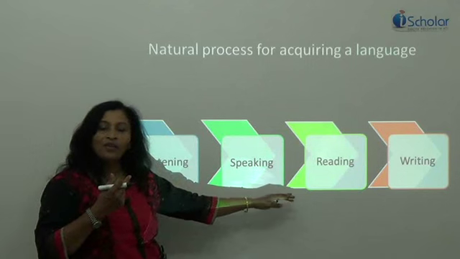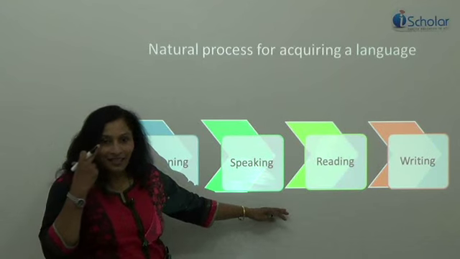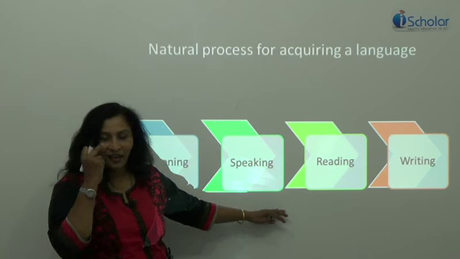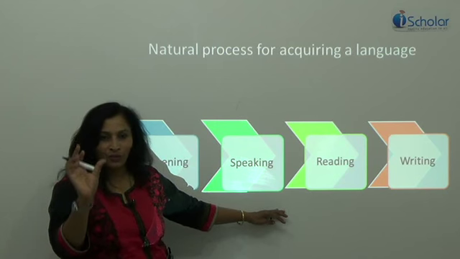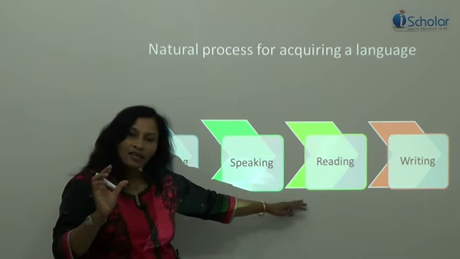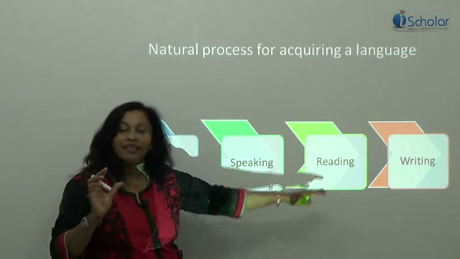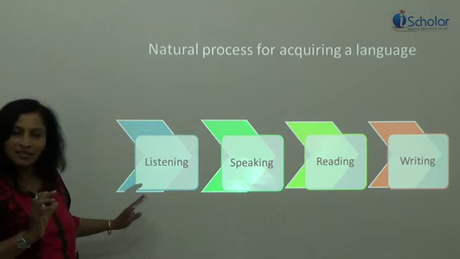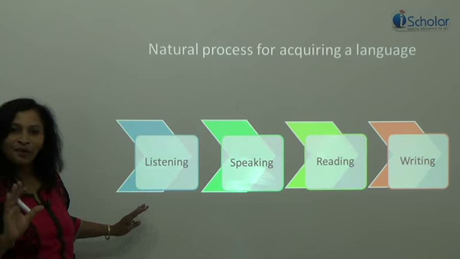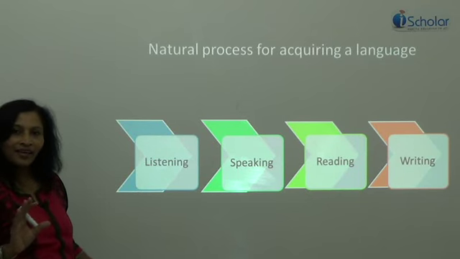Then somewhere along he begins to see letters. He develops visual familiarity with words, and he begins to read. And the last stage is writing. This is the process that should ideally be followed to acquire any language.